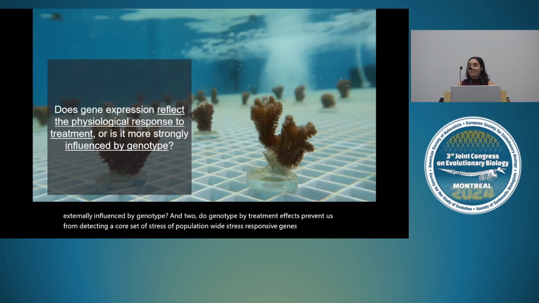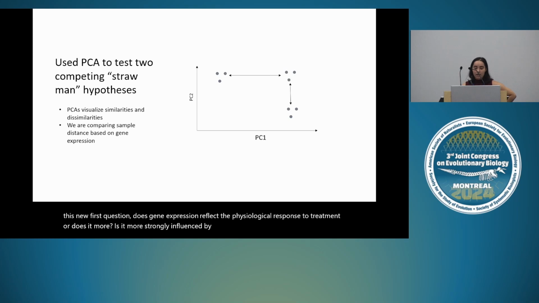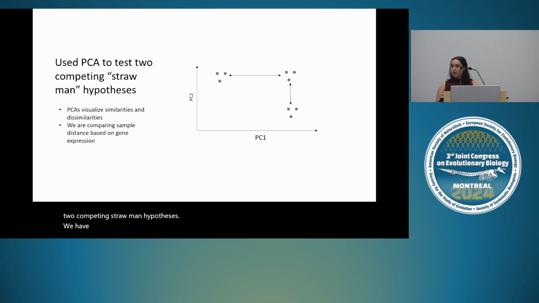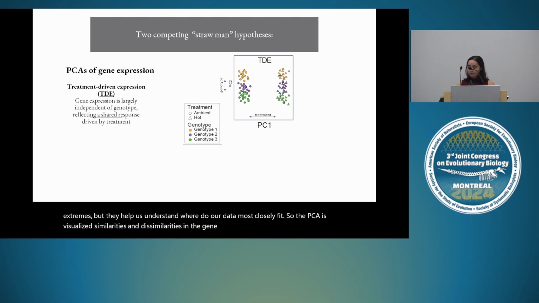So, going into this new first question, does gene expression reflect the physiological response to treatment, or is it more strongly influenced by genotype? We used a PCA to test these two competing straw man hypotheses. We have these two hypotheses that represent the extremes in the data, and we don't actually expect the data to fit these extremes, but they help us understand where our data most closely fit. The PCAs visualize similarities and dissimilarities in the gene expression data.